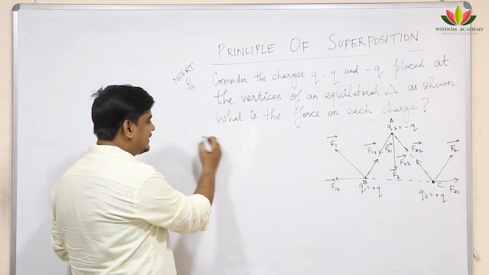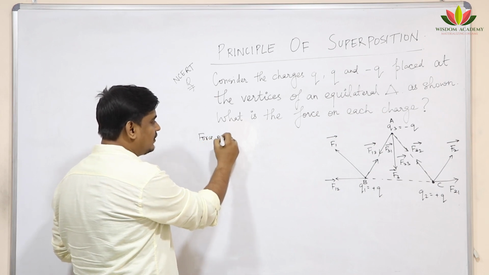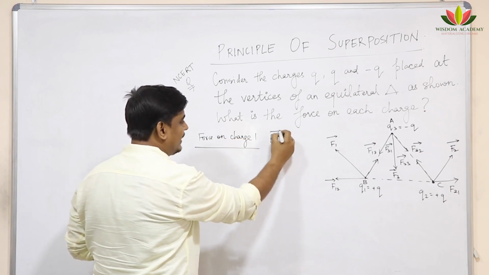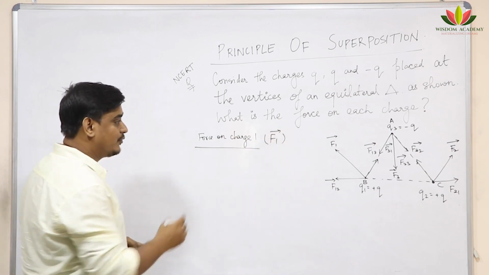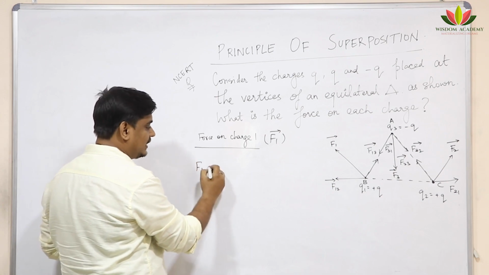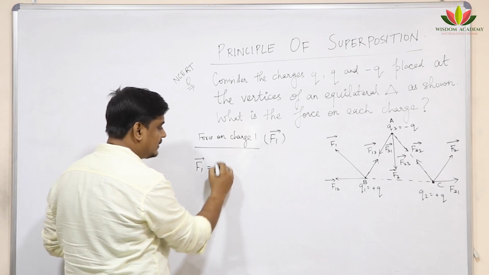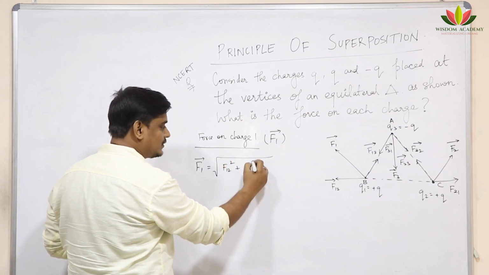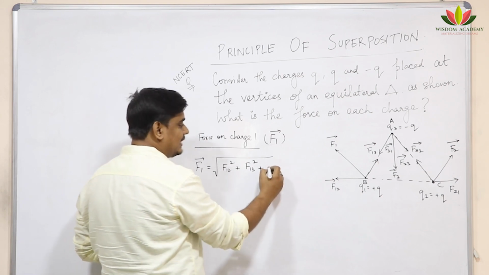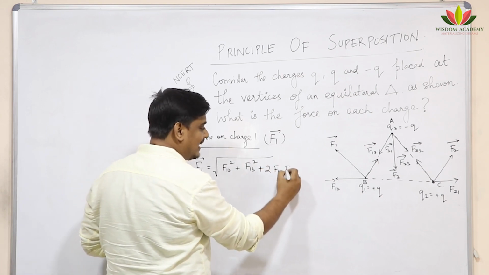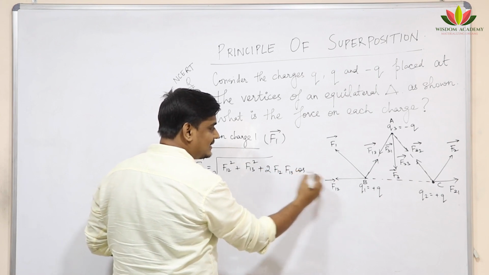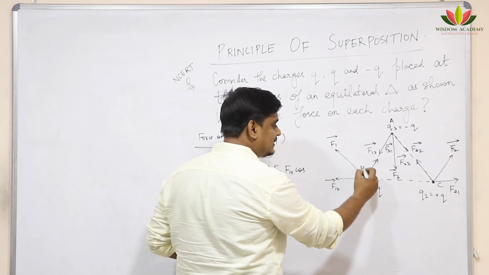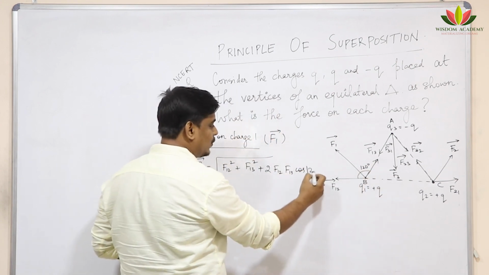First I will find the force on charge 1, that is F1 I am trying to find. What would be F1? F1 will be equal to root over F12 square plus F13 square plus 2 F12 F13 cos, what is the angle between them? Tell me students, this is 60, this will be 120, isn't it? So it will be cos 120 degree.